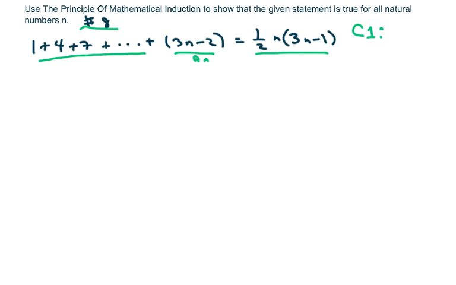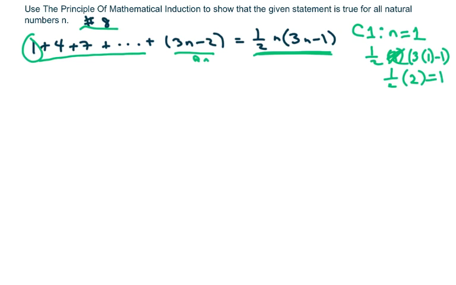So anyway, we're going to check for n equals 1. I'm going to plug 1 into the sum here, and it should equal my first term. So this is going to be 1/2 times 1 times 3 times 1 minus 1. A lot of parentheses, so anyway, we don't even need that. So we get 1/2 times 3 minus 1 is 2. 1/2 of 2 equals 1. So it checks.